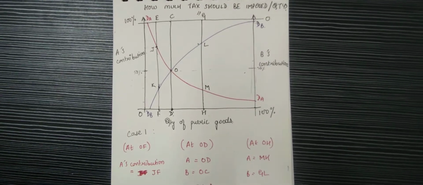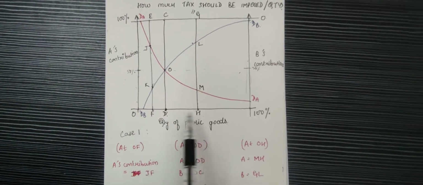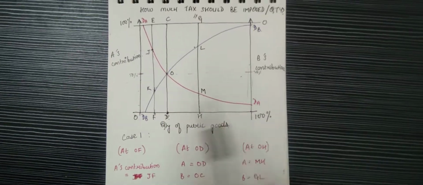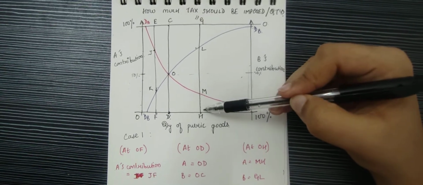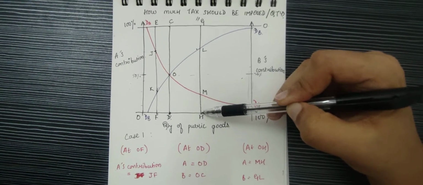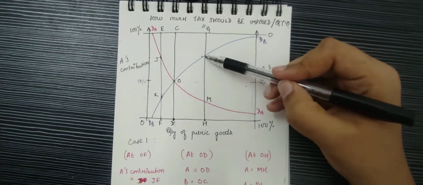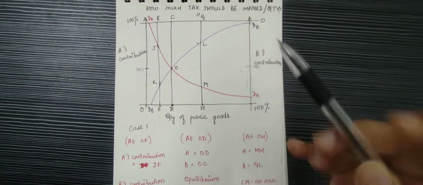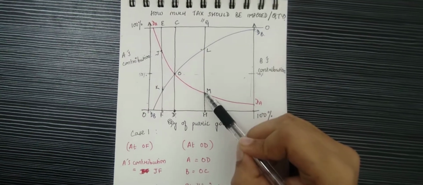Now let's take a third case where government decides to provide a huge amount of public goods, okay, that is OH. Now at OH level, government needs a revenue of GH, okay. GH amount of tax is needed to be collected from the society of 2, okay. Now over here, the demand curve of A, how much is A paying? A is paying MH, okay, at DA, MH.